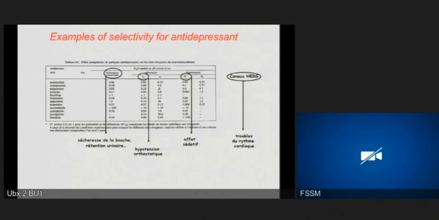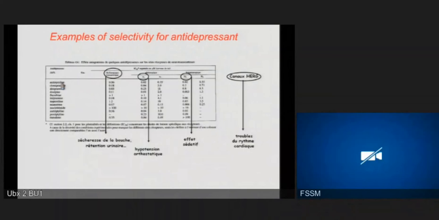So I will go slowly because the table is not so clear. So here, this is not the KD, this is the IC50. For the example here, we still did not see the IC50, so please consider that this is an approximation of the KD. This is not the KD, but this is something that can be an approximation, and it gives you an idea anyway.